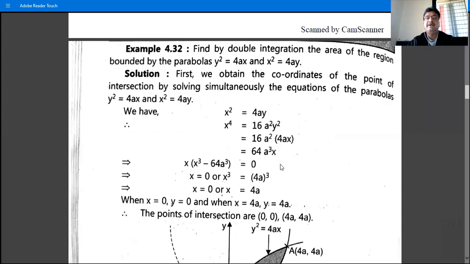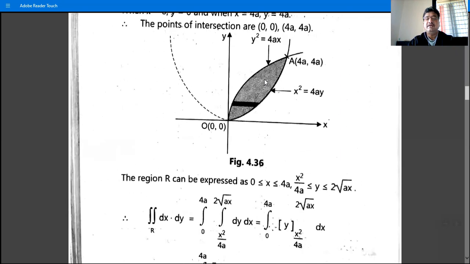Next problem is: find by double integration the area of the region bounded by the parabolas y² = 4ax and x² = 4ay. Okay, so these are two parabolas and we have to find the area. So area is double integration dx dy. This is the formula to find the area bounded by two curves.